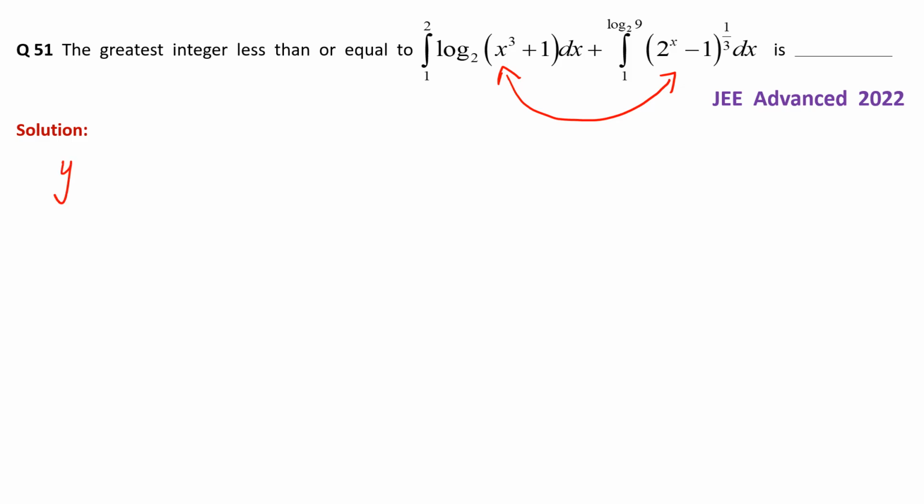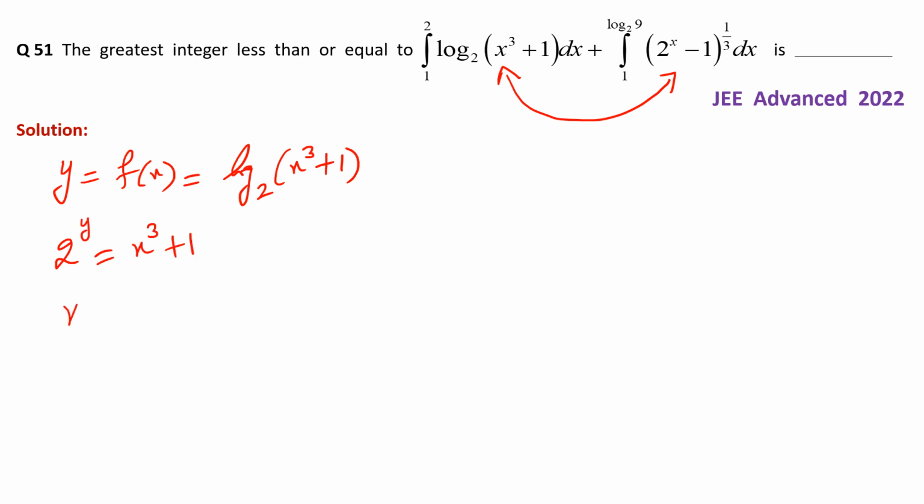Now for this purpose, I am supposing y equal to f of x equal to the function log of x cube plus 1 to the base 2. Now from here I can write 2 to the power y equal to x cube plus 1, or x cube is equal to 2 to the power y minus 1. So I can say x is equal to 2 to the power y minus 1 whole power 1 upon 3.